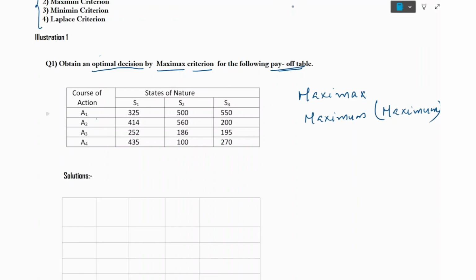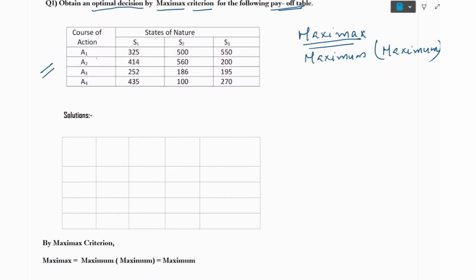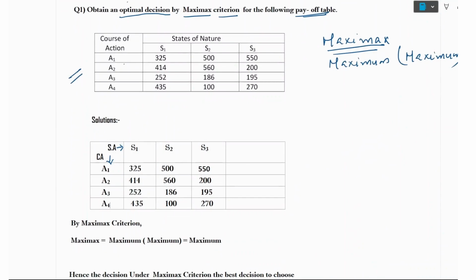Now here, according to this payoff value, we need to find which course of action we need to select by using which criteria? Maximax criterion. See here students, you have two methods to solve it. One, you can use a table and solve. Otherwise you can write it stepwise and solve. I will show you how to solve by using a table.